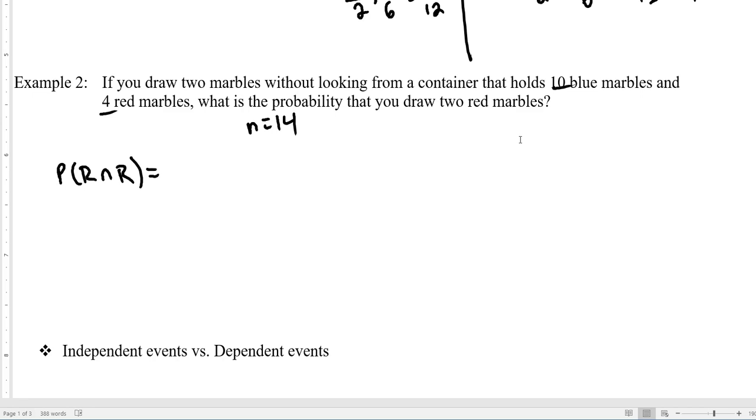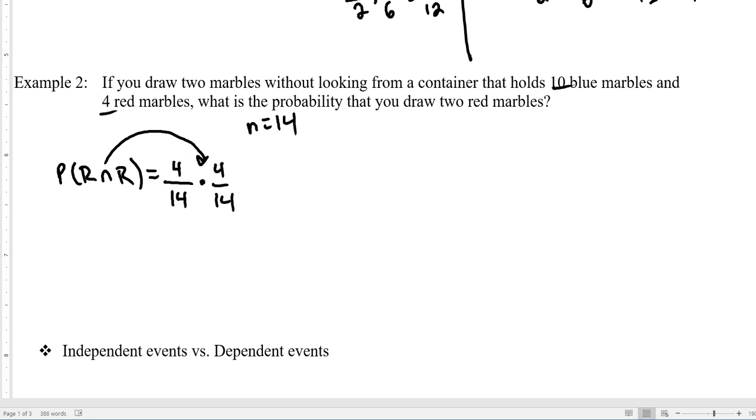This is one where I don't want to list out all the sample space of everything I could pick out. This is what I would do. What's the probability that the first marble is red? There are 4 reds out of the 14 marbles. And "and" means we're going to multiply. What's the probability the second marble is red? Well, there are 4 red marbles out of the 14.